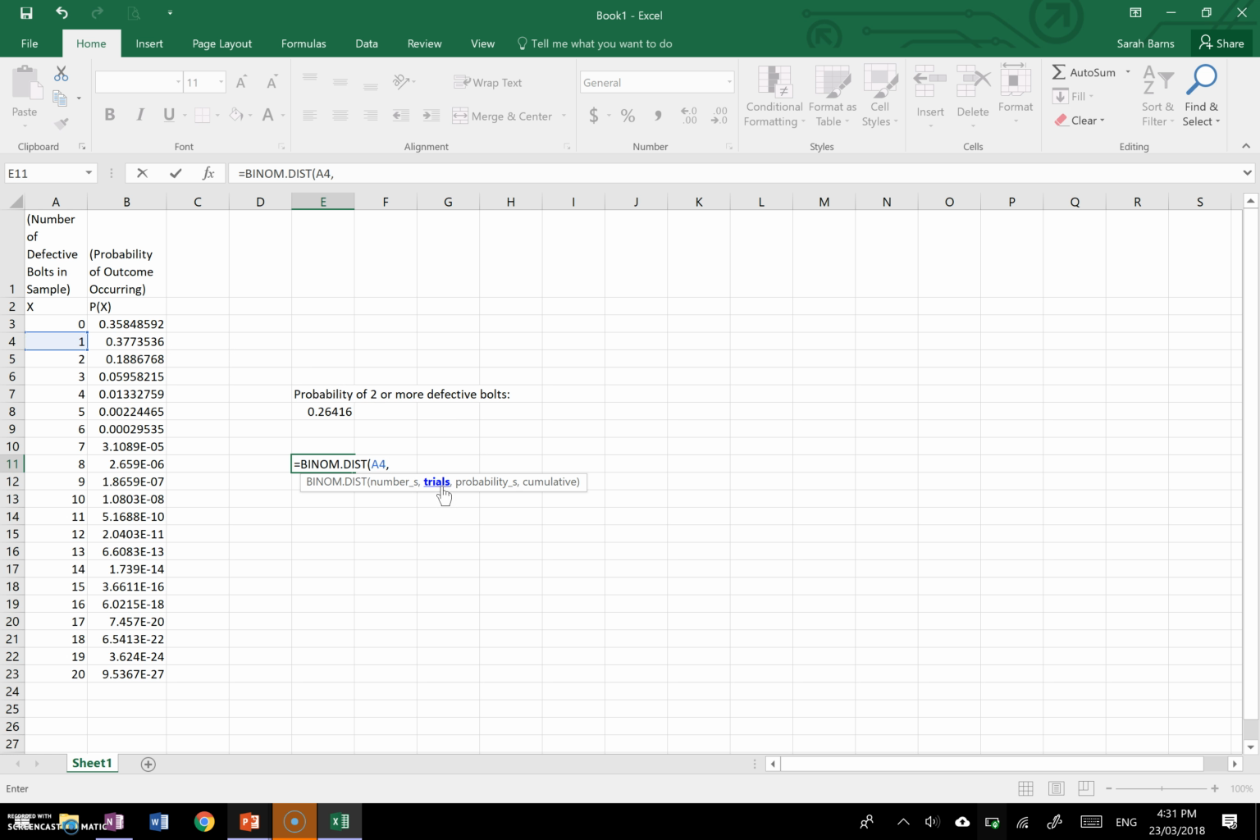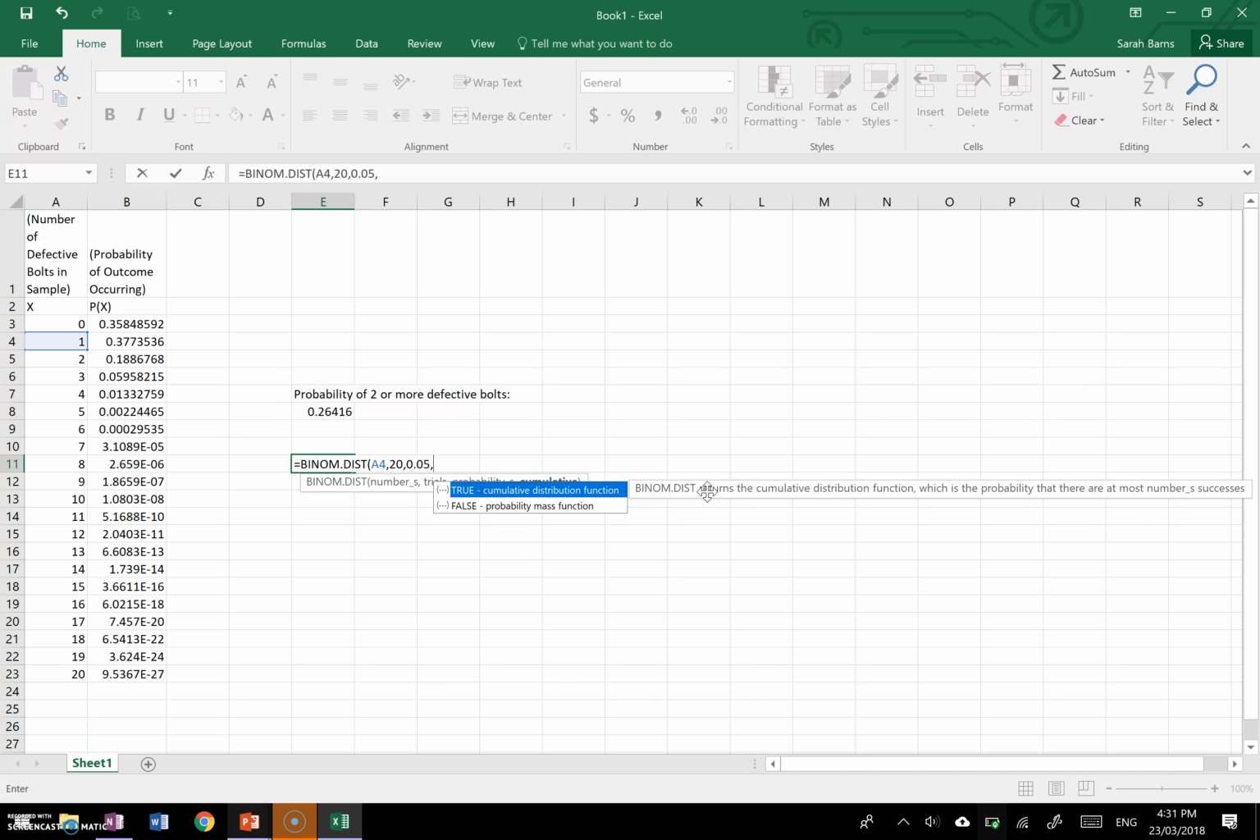The next thing is the number of trials. This doesn't really change. That's going to be 20 since we have 20 bolts. The probability of success, or the probability of a defective bolt, is still 0.05. And this is where it changes. What we're looking for now is a cumulative distribution. We want the total of 2 bolts being defective, 3, 4, 5, all the way up to 20. That's what cumulative means, an accumulation.